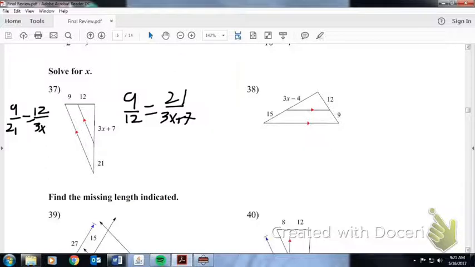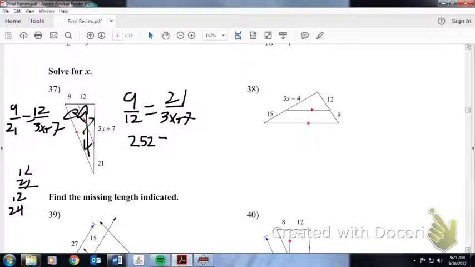Now notice we could also do it short side to short side equals long side to long side. And there's nothing wrong with that. Notice that when we do that, we're still multiplying 12 by 21 and 9 by 3x plus 7. See how it cross multiplies across the picture as well. 12 times 21 gives us 252 equals 9 times 3x plus 7.